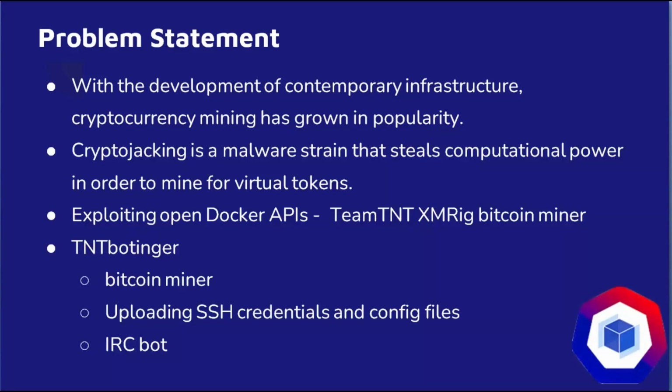Cryptojacking is a malware strain that plunders the CPUs of infected PCs in order to steal computational power to mine virtual tokens such as ETH and XMR, which are subsequently transmitted to attacker-controlled wallets. Team TNT, a cybercrime outfit, used an XMRig Bitcoin miner to exploit open Docker APIs. It evolved its assaults over time, obtaining AWS SSH credentials and including self-replicating behavior for propagation.